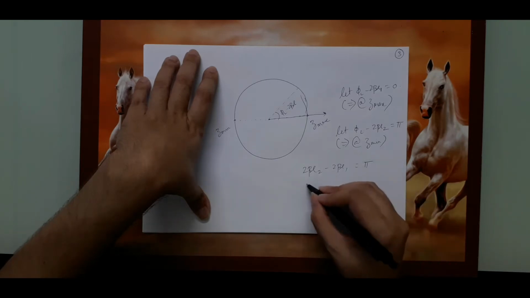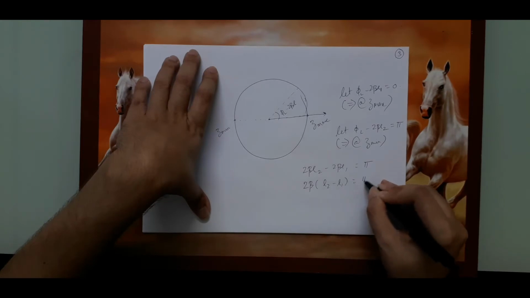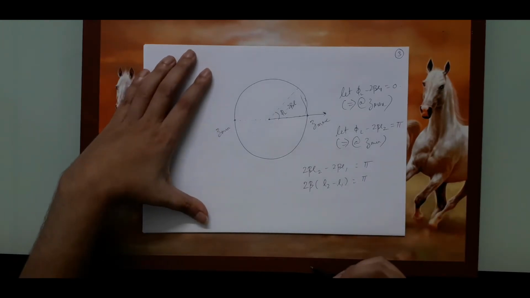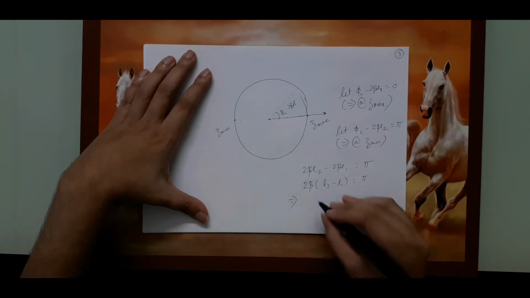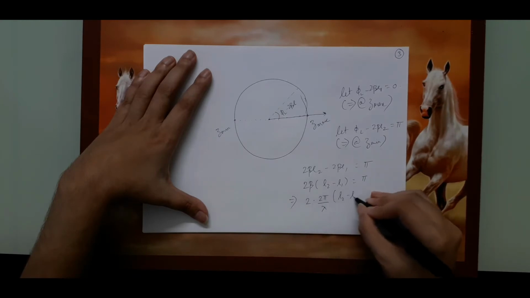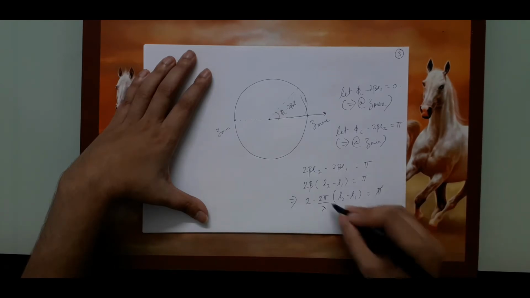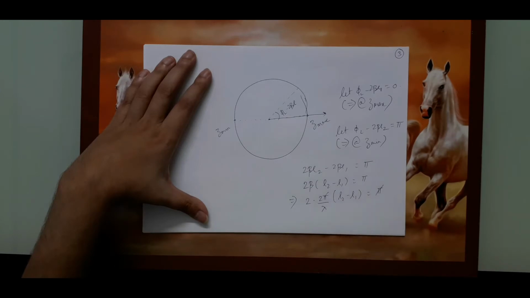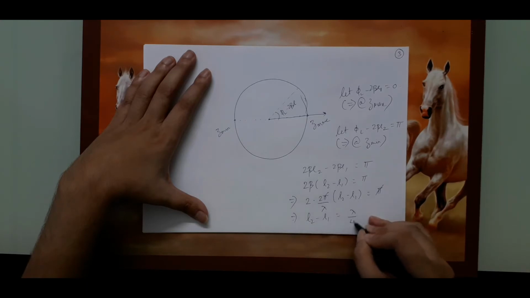Now you know that beta has already been defined as 2 pi by lambda. So now if I know what is L2 minus L1, if I just take it the other way, it means L2 minus L1 is lambda by 4.